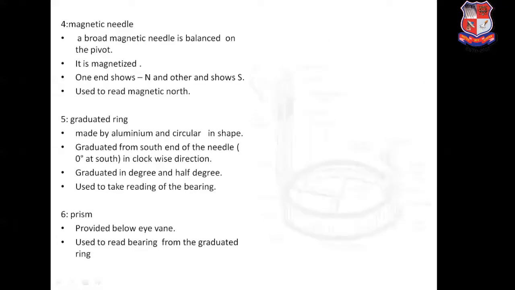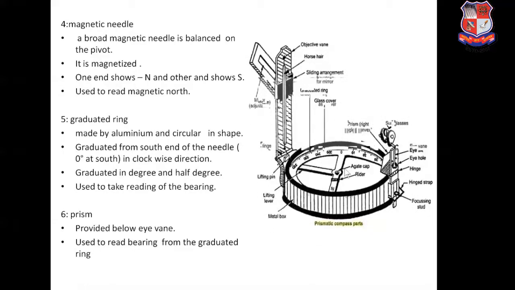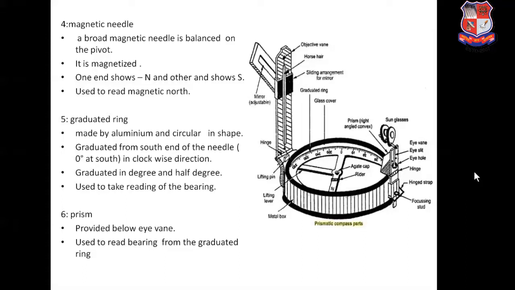Fourth one is magnetic needle. This one is the magnetic needle of prismatic compass. A broad magnetic needle is balanced on the pivot, rested on the pivot. It is a magnetized needle. One end shows the north and the other end of this magnetic needle shows the south pole. It is used to read the magnetic north in the field. That is the use of this needle.